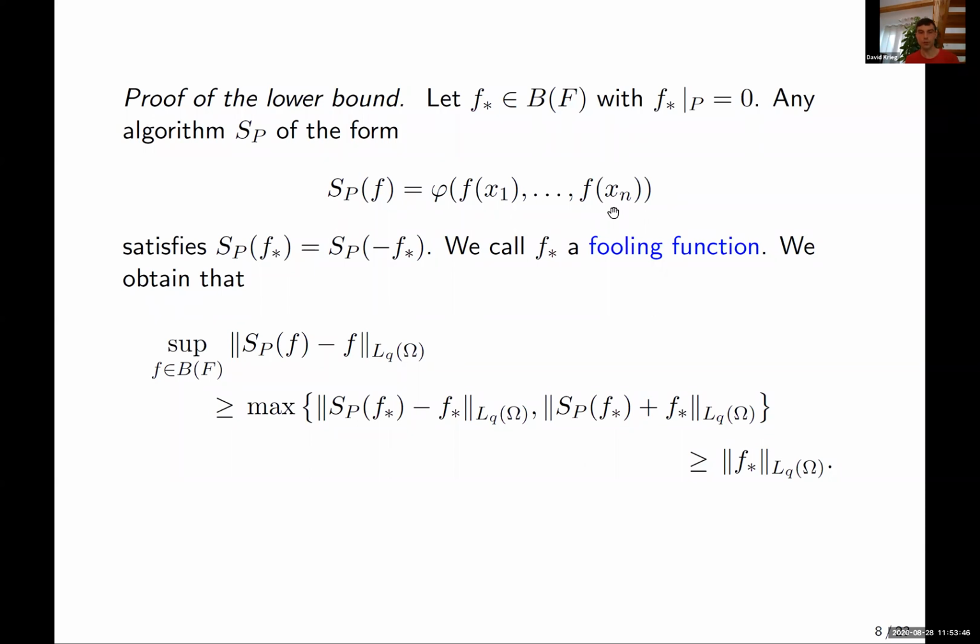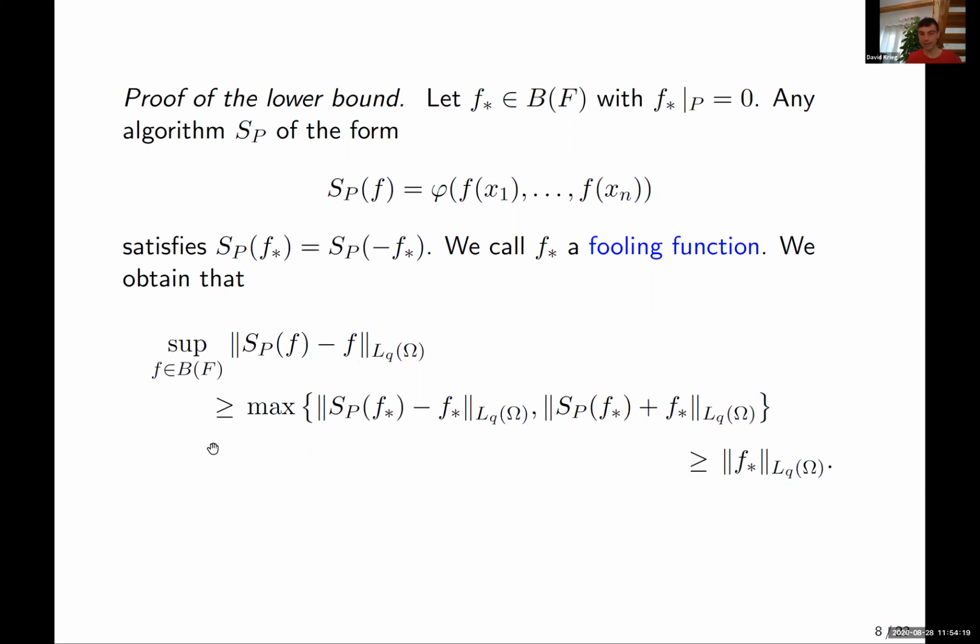So no algorithm which only uses the information at the sampling points can distinguish between f star and minus f star. Must be the same output. That's why we call such functions f star also fooling functions, because it fools the algorithm. And what does that mean? So the worst case error of the algorithm, it was defined like this: the supremum of distances of the output of the algorithm and the function in LQ.